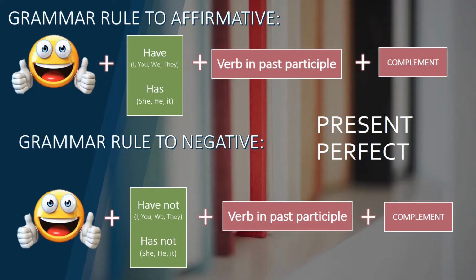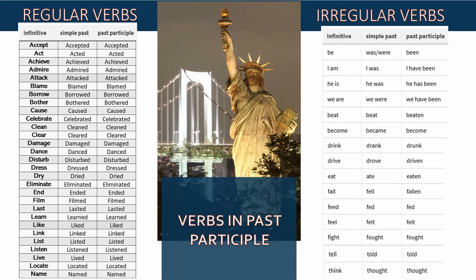So let's see some examples. Well, but before passing to the examples, you have to remember that there are regular verbs and irregular verbs. The regular verbs always end with ed, okay? For example, accept, accepted, accepted. Act, acted, acted. Achieve, achieved, achieved. Attack, attacked, attacked. Blame, blamed, blamed, etc. Okay? Always end with ed. They never change for simple past and past participle, they are the same.